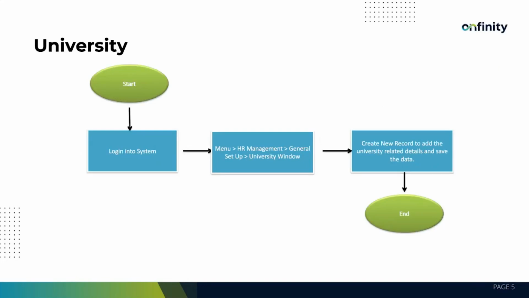For the configuration steps, you will log into the Onfinity system. To navigate, you will go to Menu, then to HR Management, then to General Setup, and then to University. To create a record, you will click New, enter the university details, and then click Save to save the record.